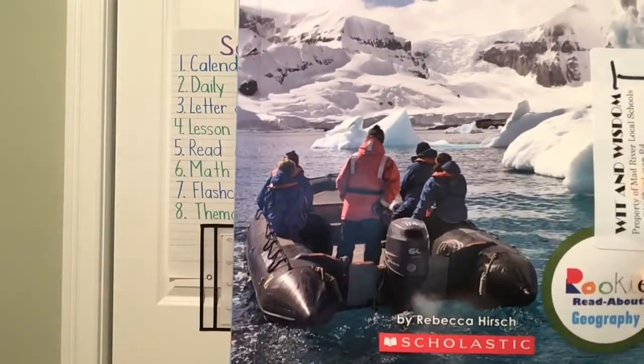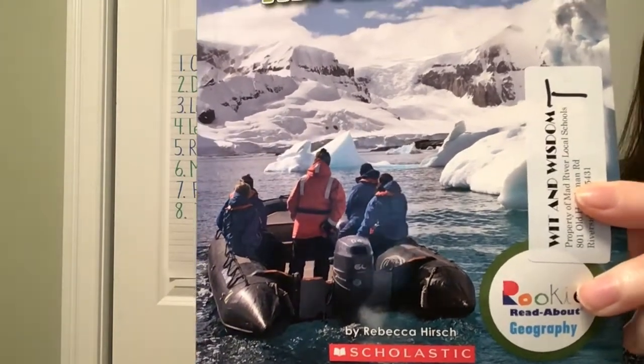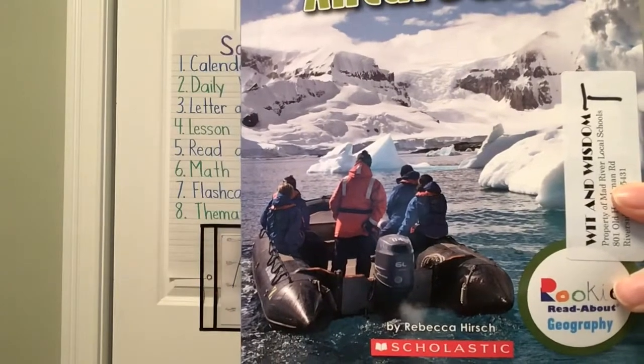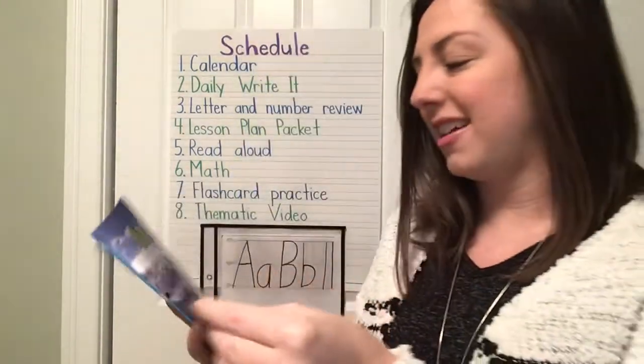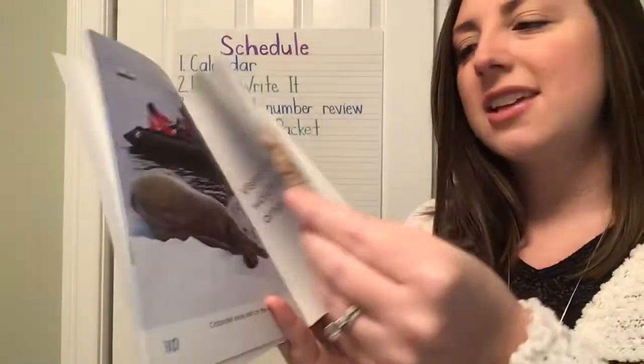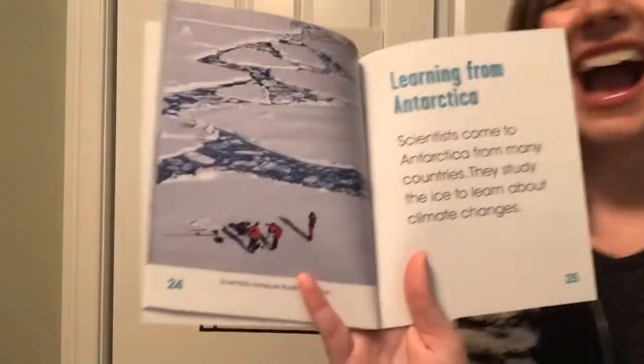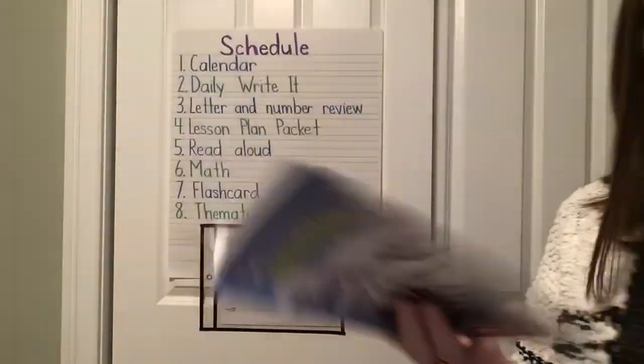Look at the people on the front cover who are wearing hats, jackets. That gives us a clue that this must be a very cold area. And we can see in Antarctica there are seals, there are penguins. It's very icy. It looks very cold.